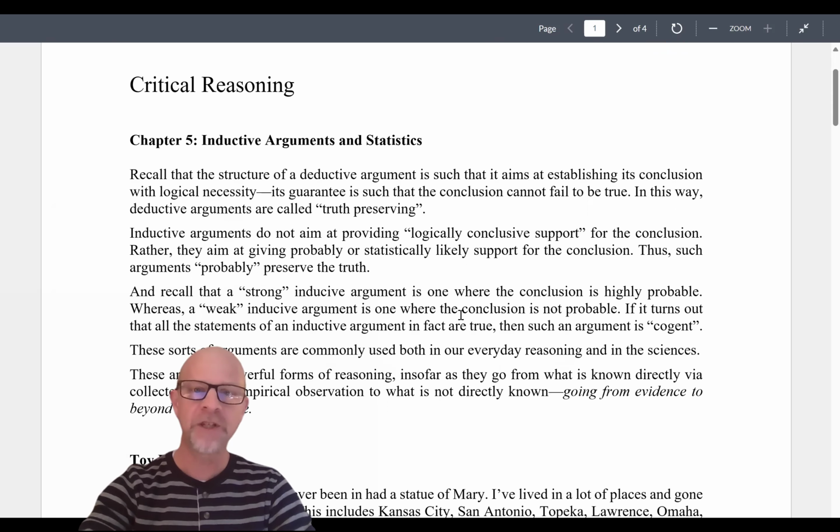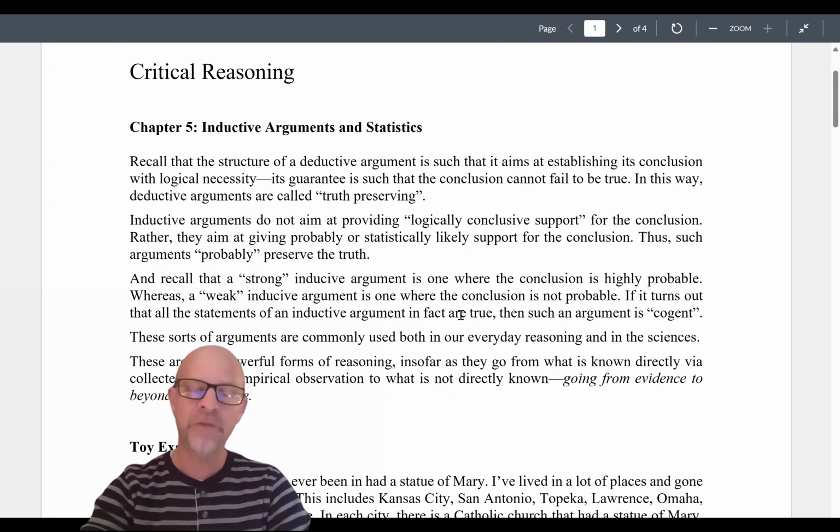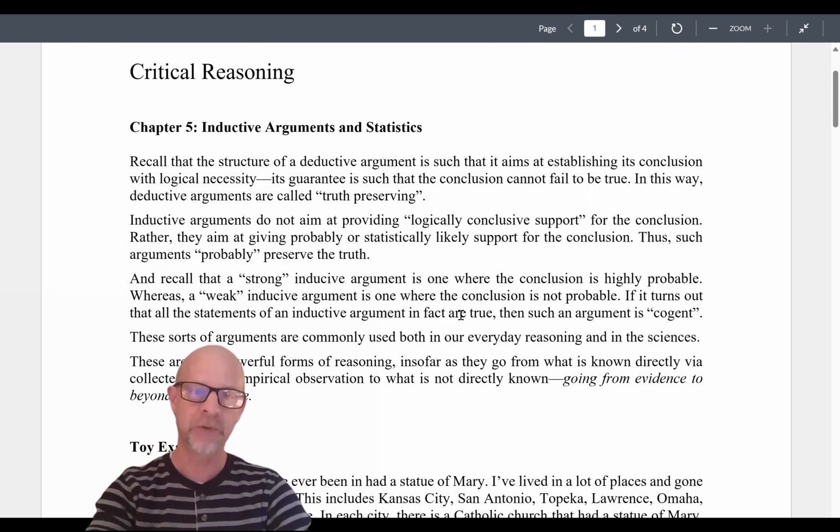So let's begin by just making sure that we understand the topic. We're focusing on chapter 5 from the Vaughan textbook. Largely, this is going to be following exactly what Vaughan does in this chapter, the chapter on inductive arguments and statistics, statistical reasoning as well.